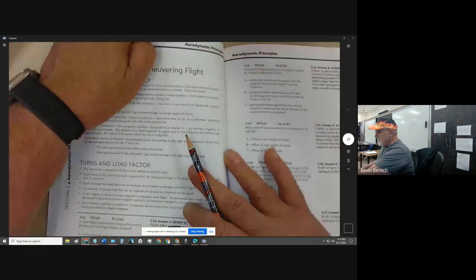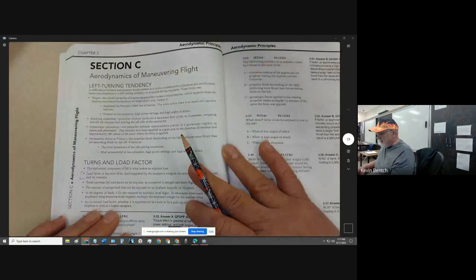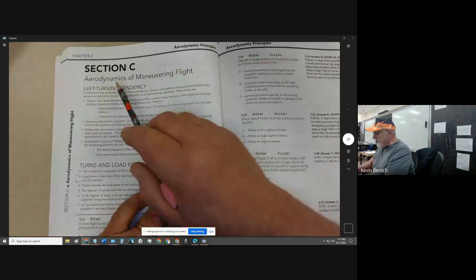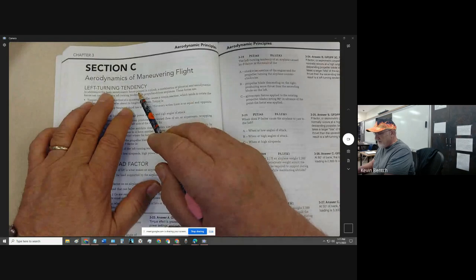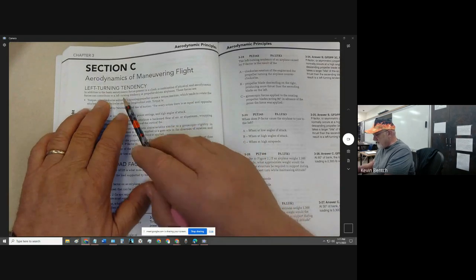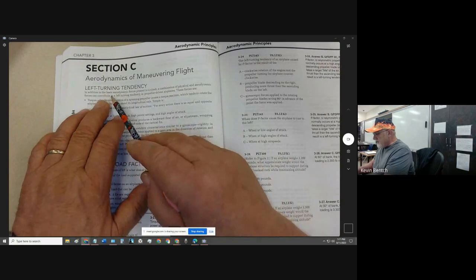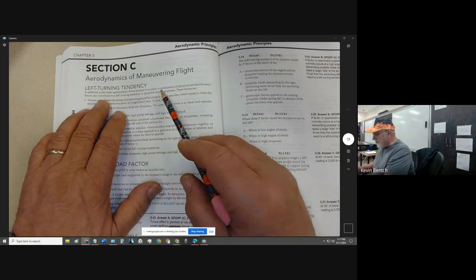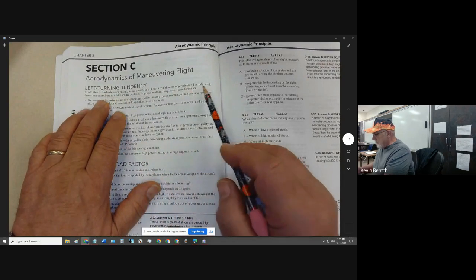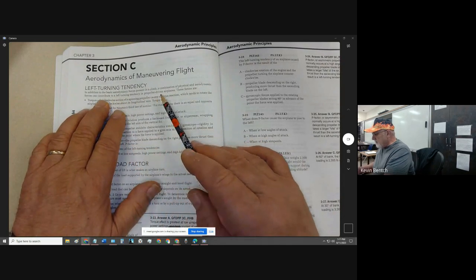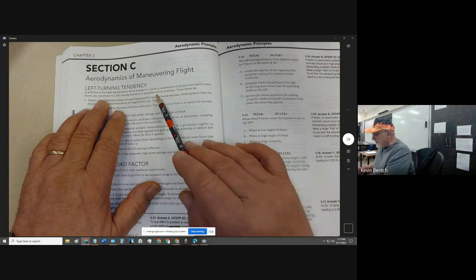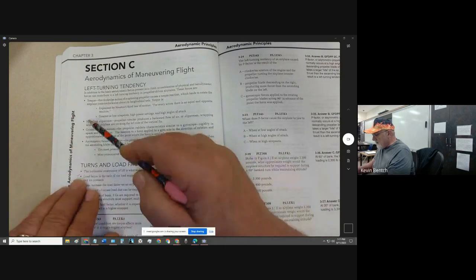Section C, last section for Chapter 3. Aerodynamics of maneuvering flight. Left turning tendency. Well, we all know you take off the plane, it wants to turn to the left. So this explains some of that. In addition to the basic aerodynamic forces present on a climb, a combination of physical and aerodynamic forces can contribute to a left-turning tendency in propeller-driven airplanes. These forces are 1, 2, 3, 4, 4 of them.